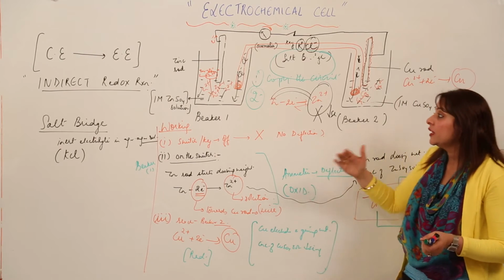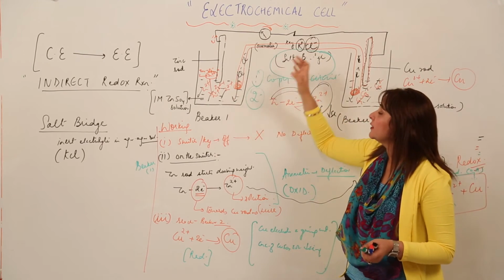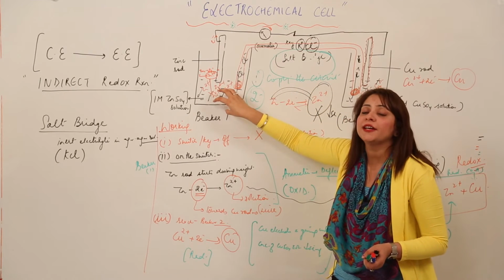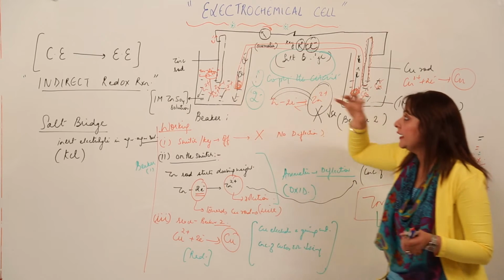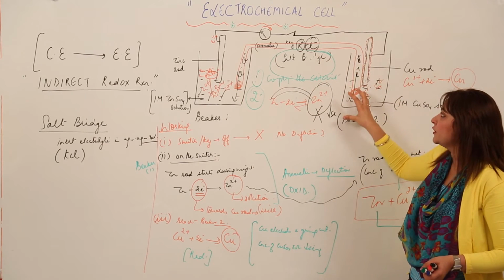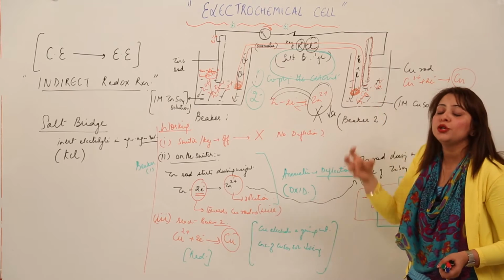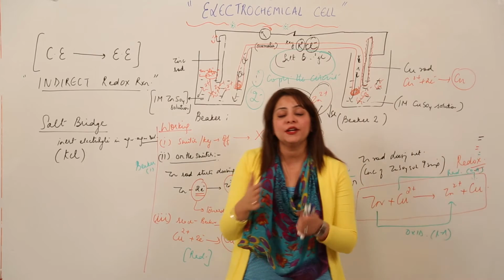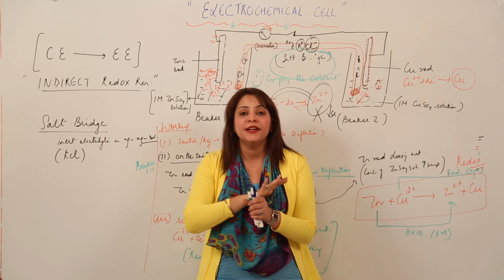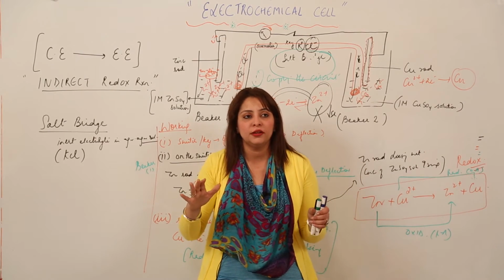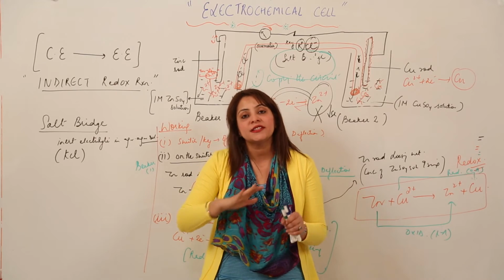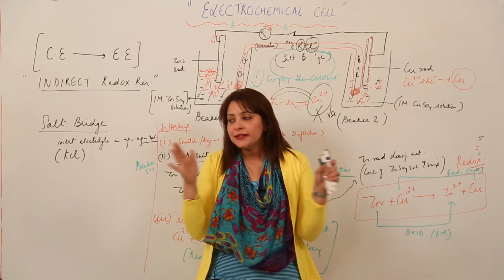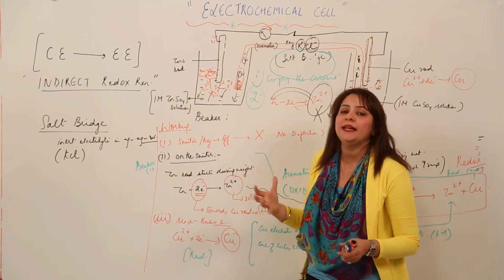So in that case the salt bridge plays an important role. It passes its oppositely charged ions, that means the excess negative charge, into beaker 1 so that it can neutralize the excess positive charge, and at the same time it passes the positively charged ion into beaker 2 to neutralize the excess negative charge, so that the oxidation and reduction keep on taking place, and the chemical reactions still keep on taking place and the electric energy keeps on being produced. So this is how you are going to explain the electrochemical cell.